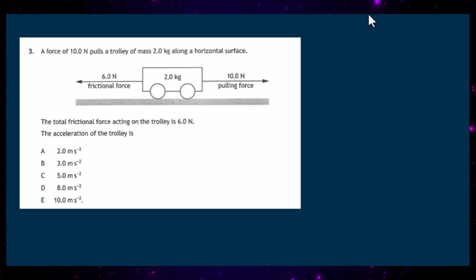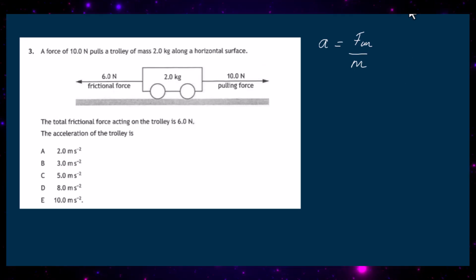Question 3. A force of 10 newtons pulls a trolley of mass 2 kilograms along a horizontal surface. You can see the diagram there. The total frictional force acting on the trolley is 6 newtons, and we've got to find the acceleration of the trolley. Well, the acceleration of the trolley, a, is going to equal the unbalanced force divided by the mass.